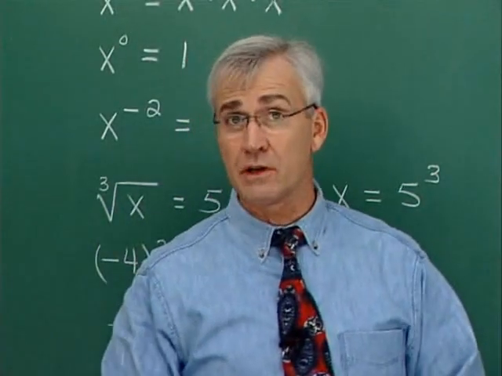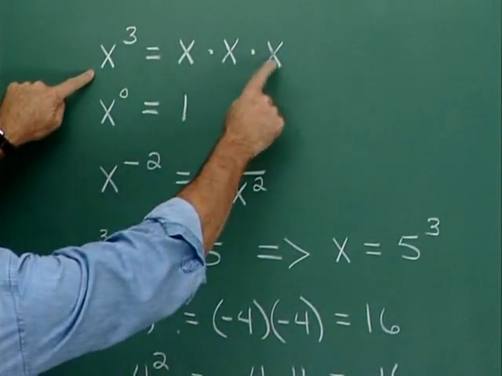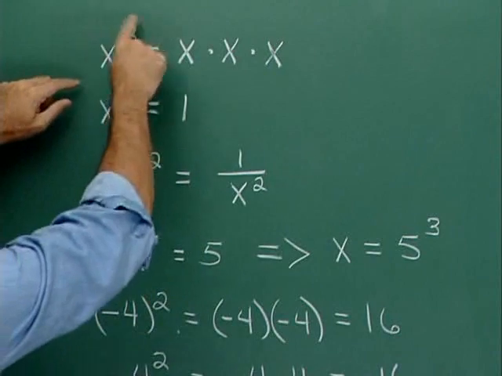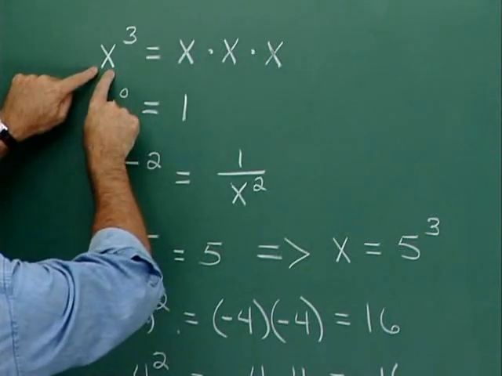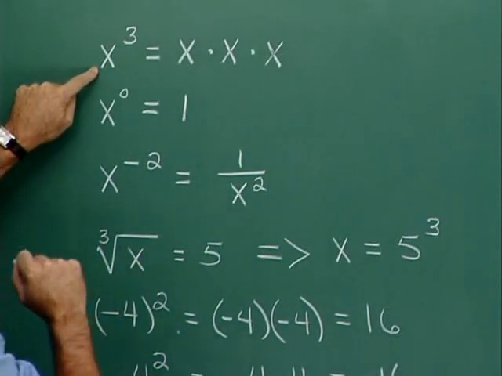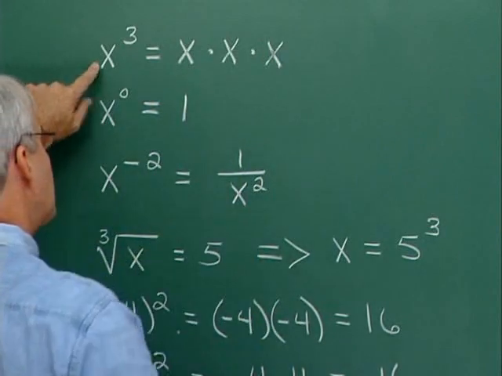Let's review some properties of exponents. We recall that x cubed means x times x times x. The exponent-base relationship is this: when we see an expression like this, x is the base, and 3 is the exponent, which tells how many times the base is used as a factor. So here we have 3 factors of x. We can write this as x times x times x.